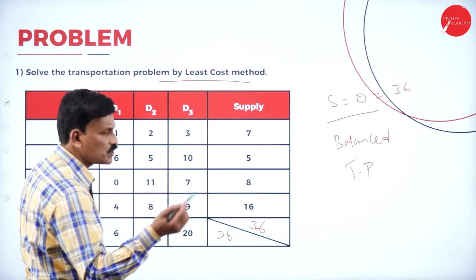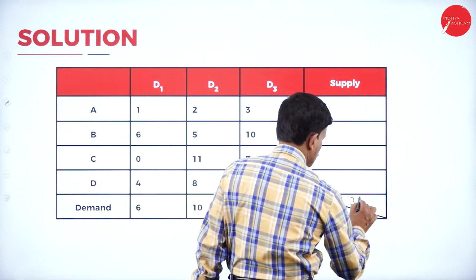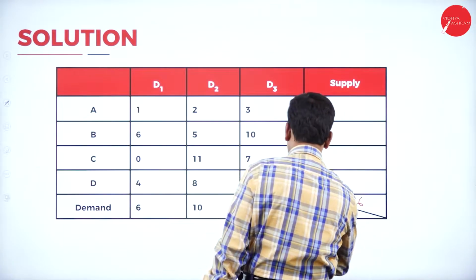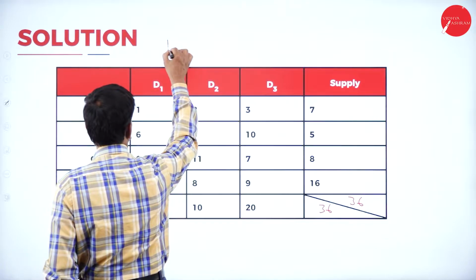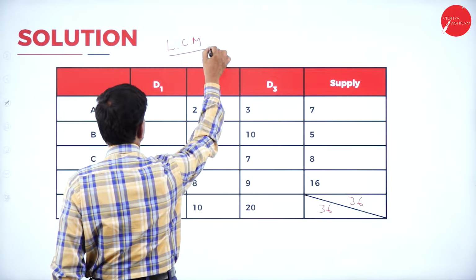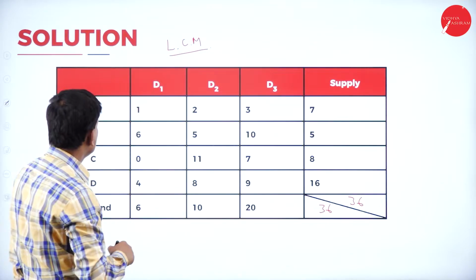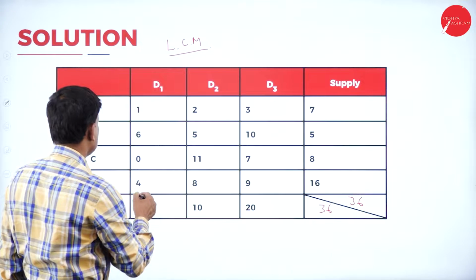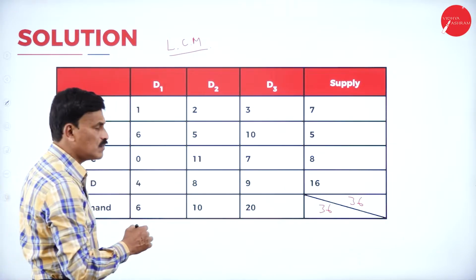Now, let us come to the next step. So, here the supply is equal to 36 and demand is also equal to 36. It is a balanced transportation problem. Okay, this is called the least cost method. Now, just see. The least value in this cell is 0. 0 is the least value.